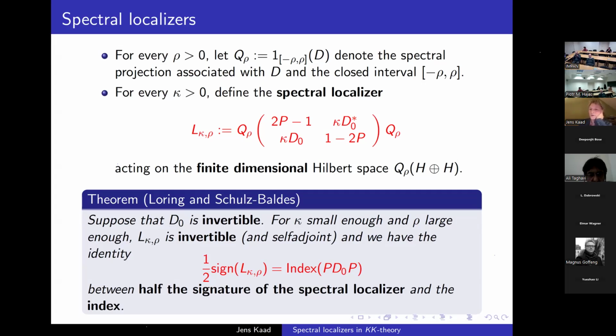You look at all of the eigenspaces where the eigenvalue is strictly positive, and you sum up all of the dimensions. And then you look at all the eigenspaces where the eigenvalue is strictly negative, and you subtract all of these dimensions, then you get the signature. So here on the left-hand side, I have half the signature of this spectral localizer. And on the right-hand side, I have the index of my unbounded Fredholm operator.